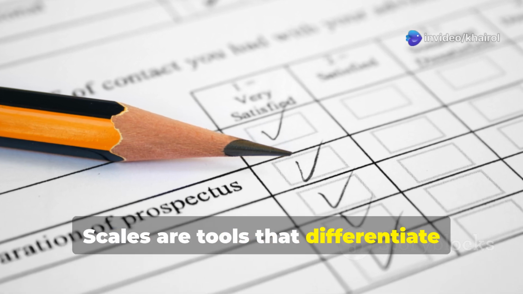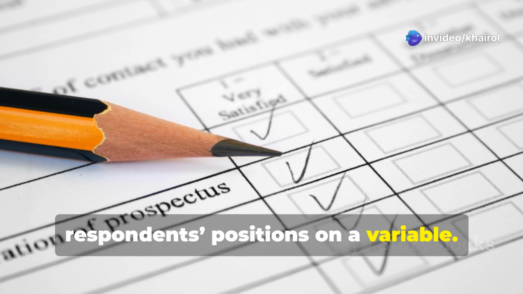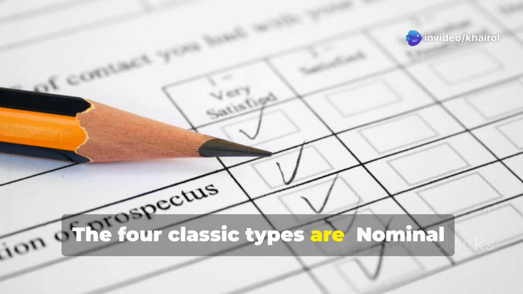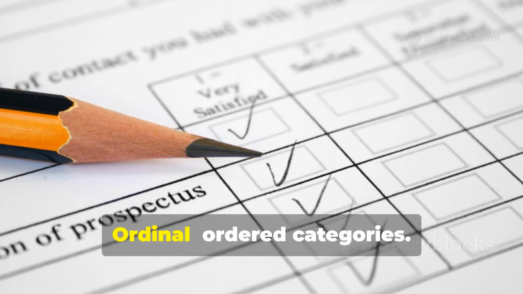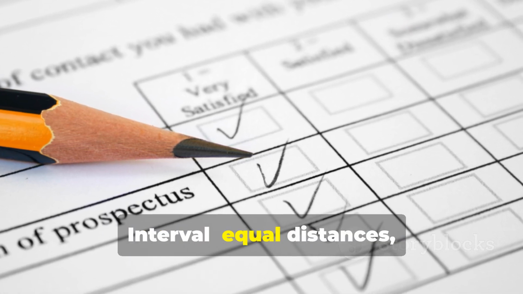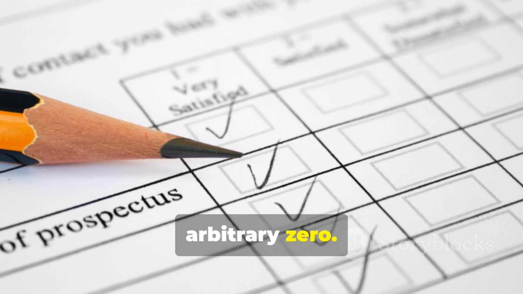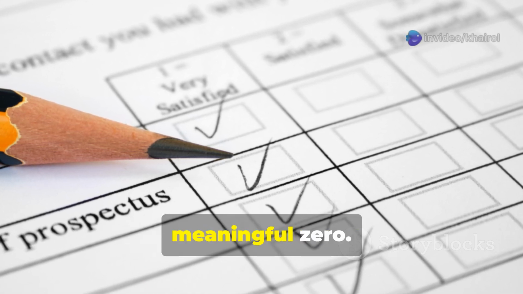Scales are tools that differentiate respondents' positions on a variable. The 4 classic types are nominal, categories only; ordinal, ordered categories; interval, equal distances, arbitrary 0; ratio, equal distances, meaningful 0.